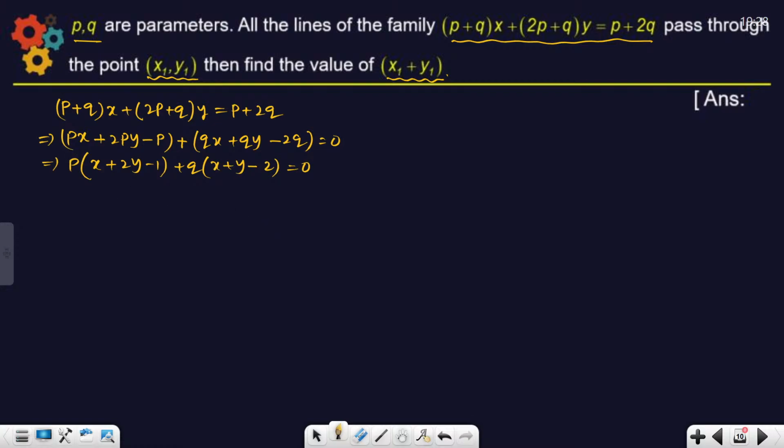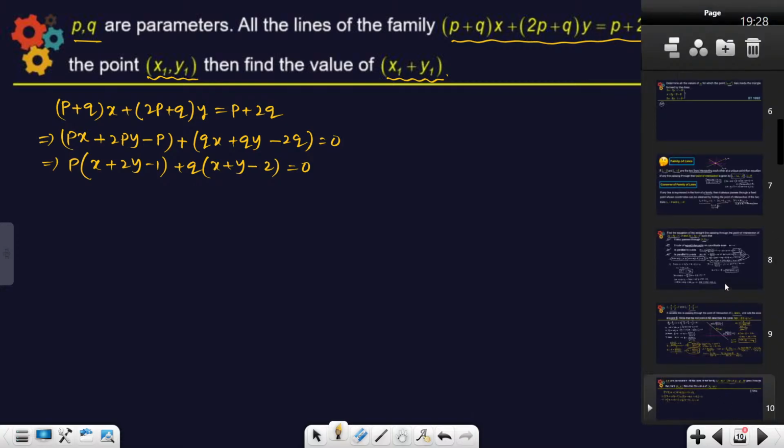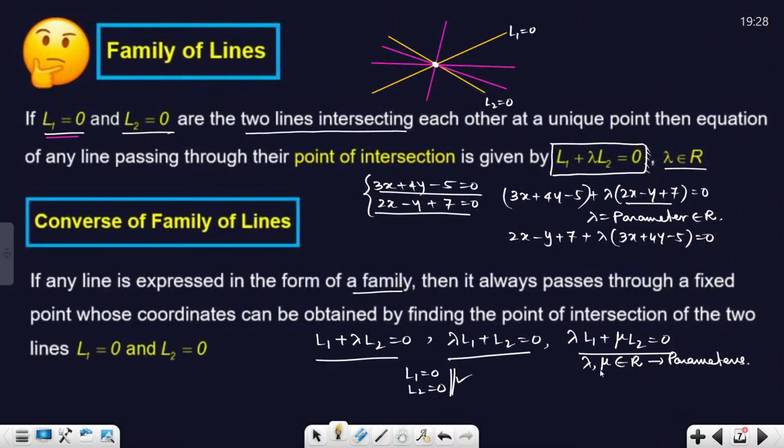This is of the form I have already taught you. I'm taking you to that slide. Have you seen this? What I told you? That whenever it is of the form L1 plus lambda L2 equals 0, or lambda L1 plus L2 equals 0, or lambda L1 plus mu L2 equals 0, then this line is always passing through a fixed point, which is nothing but the point of intersection of L1 equals 0 and L2 equals 0. Okay?